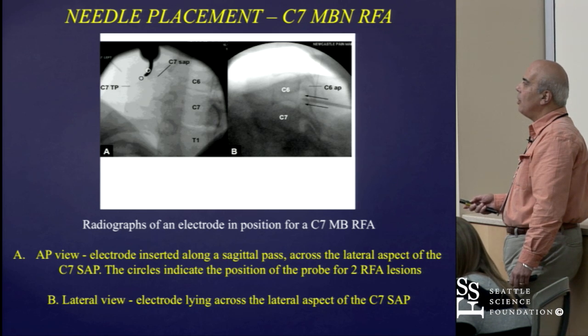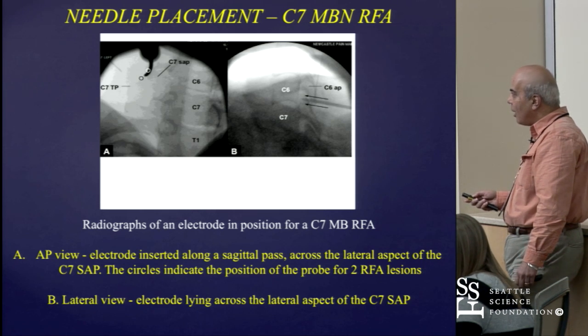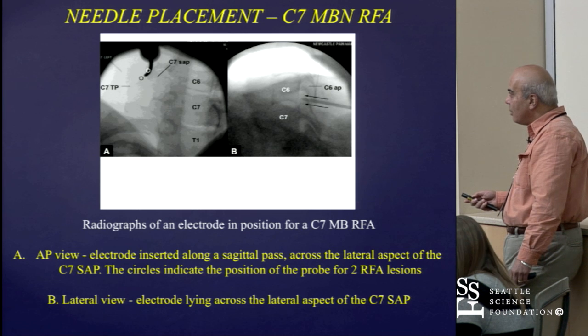The lateral view on the right side indicates the position of the electrodes across the lateral aspect of the C7 superior articular process, which is right around there.